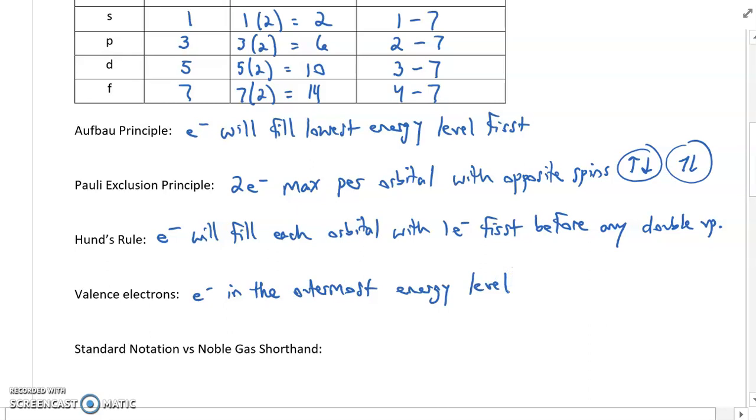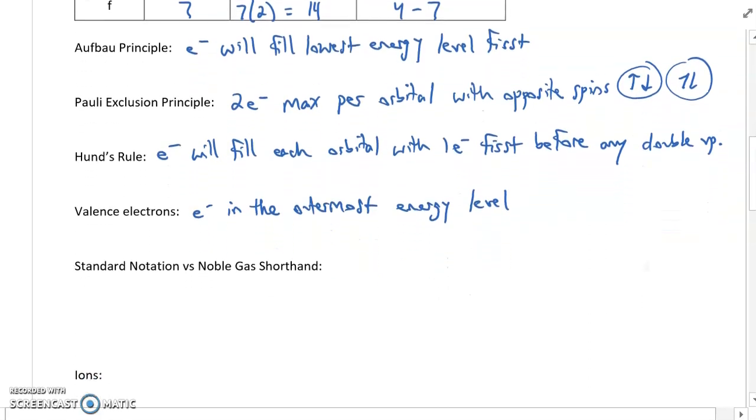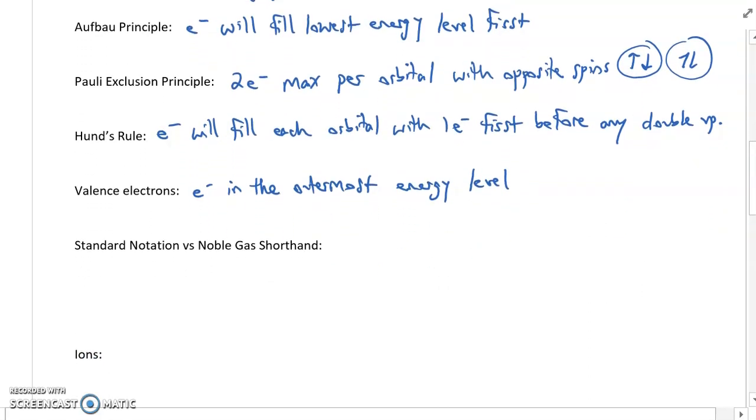Now, this is going to be what we start to practice. We've got standard notation versus the noble gas shorthand. So when we start looking at these, we're going to write out the standard notation. This is going to be the normal way of writing it out. So this is going to be the normal long form. What we're also going to show you is how to write the noble gas shorthand, which is a much more efficient way of actually writing these.